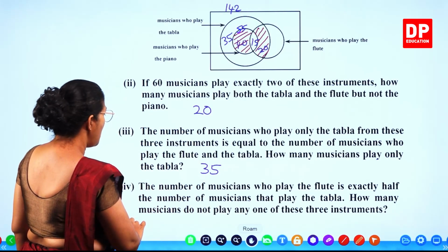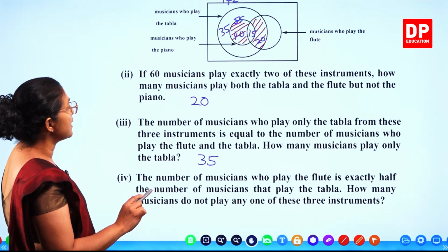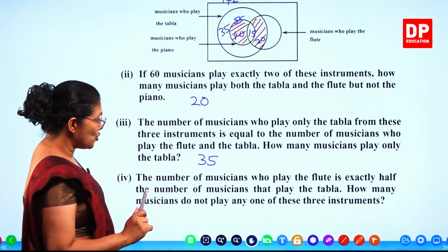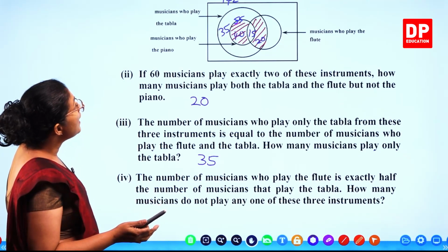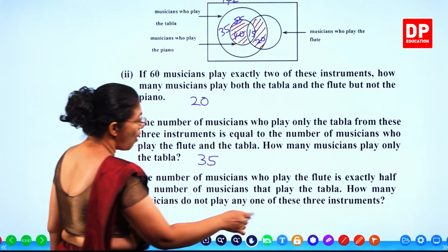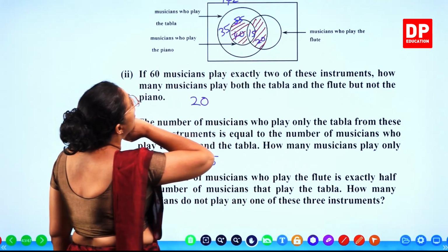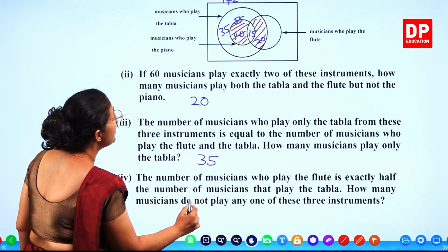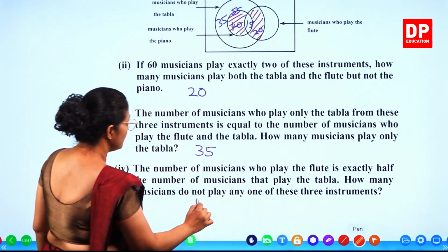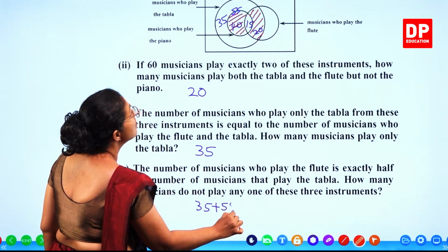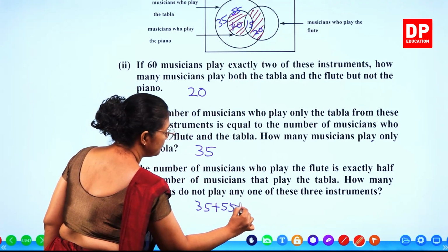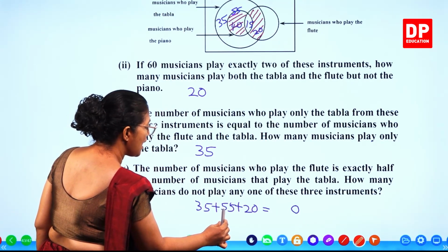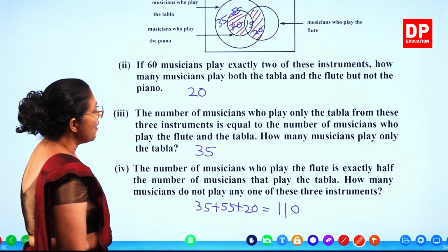Then the last part: the number of musicians who play the flute, this circle, is exactly half the number of musicians that play the tabla. Now how many are playing tabla? We have to add everything together and see what this big circle is. So this 55, 20 and 35. Altogether, 55, that's this circle, 35 and 20. 5 and 5, 10. 1 remaining, that's 4 plus 5, 9. 9 plus 2, 11. 110.